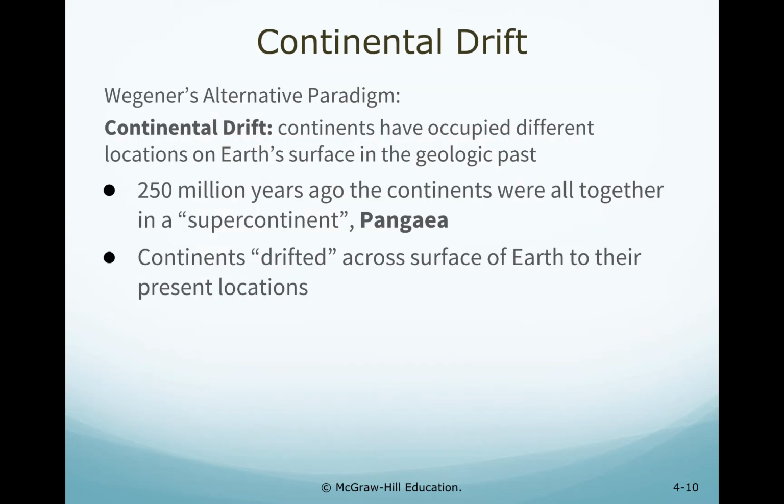Wegener's alternative paradigm is that continental drift is actually occurring, where the continents have occupied different locations on Earth's surface in geologic past. For instance, 250 million years ago, the continents were all together in a supercontinent called Pangaea. The continents drifted across the surface of the Earth to their present locations, and they're actually still drifting.